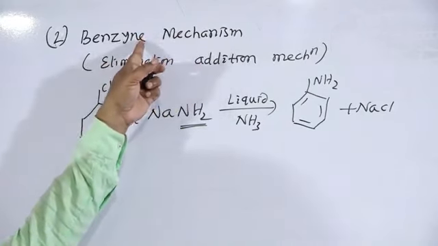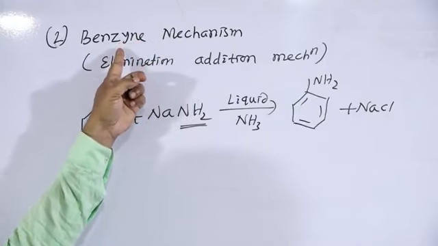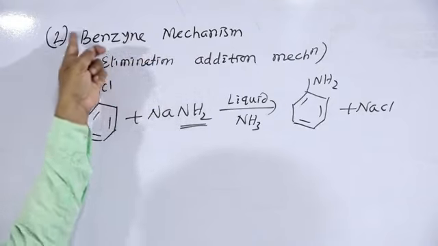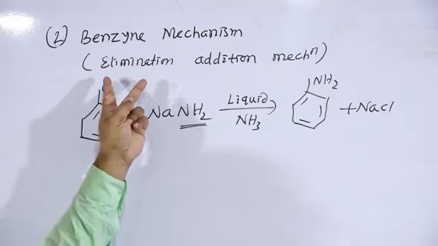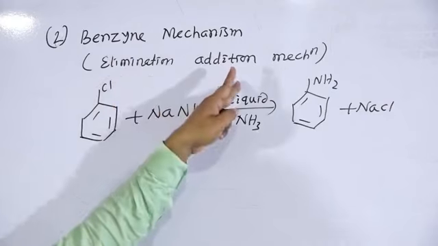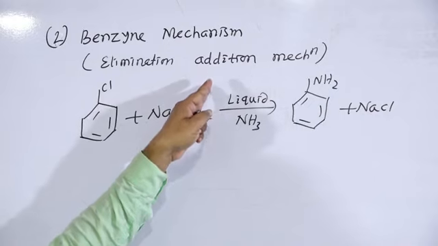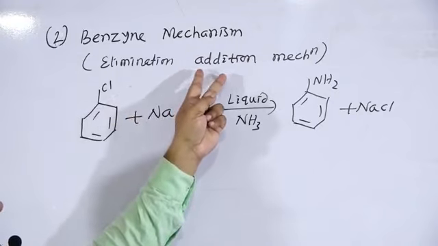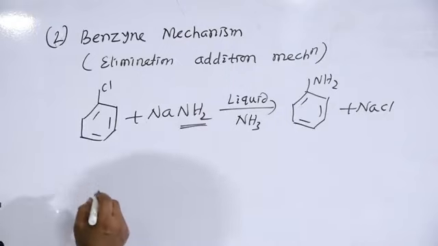One of the reaction intermediates formed is benzyne. The reaction intermediate has a short life period. That is benzyne, the intermediate. How is it produced? In the first step, that is elimination, then addition. Therefore, the name is elimination addition reaction. In the first step, elimination means removal of the atom or group. In the second step, addition takes place. Therefore, the name is elimination addition mechanism.